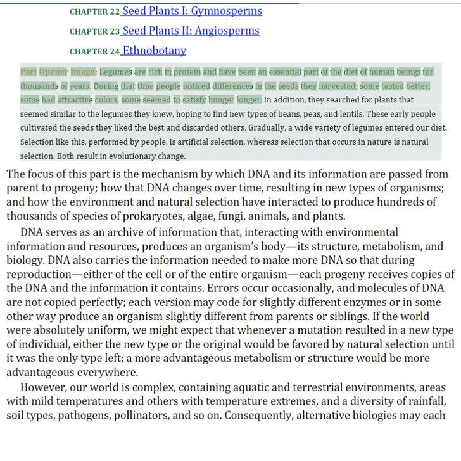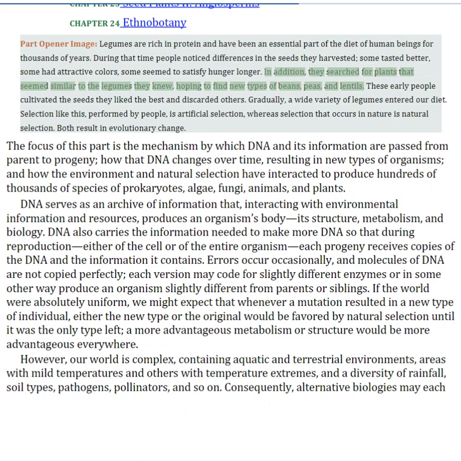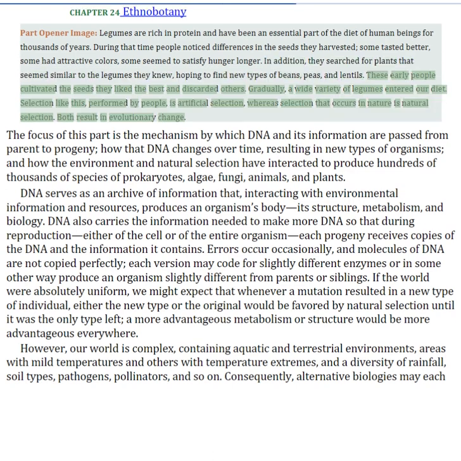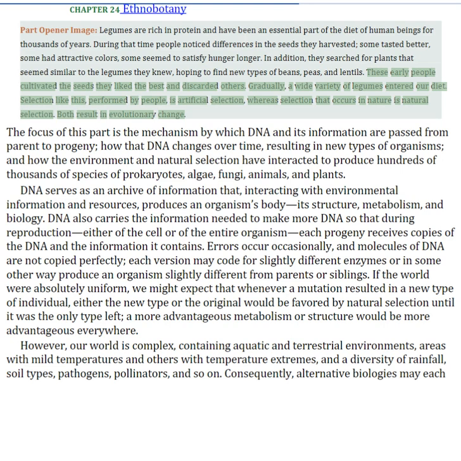Legumes are rich in protein and have been an essential part of the diet of human beings for thousands of years. During that time, people noticed differences in the seeds they harvested. Some tasted better, some had attractive colors, some seemed to satisfy hunger longer. In addition, they searched for plants that seemed similar to the legumes they knew, hoping to find new types of beans, peas, and lentils. These early people cultivated the seeds they liked the best and discarded others. Gradually, a wide variety of legumes entered our diet.